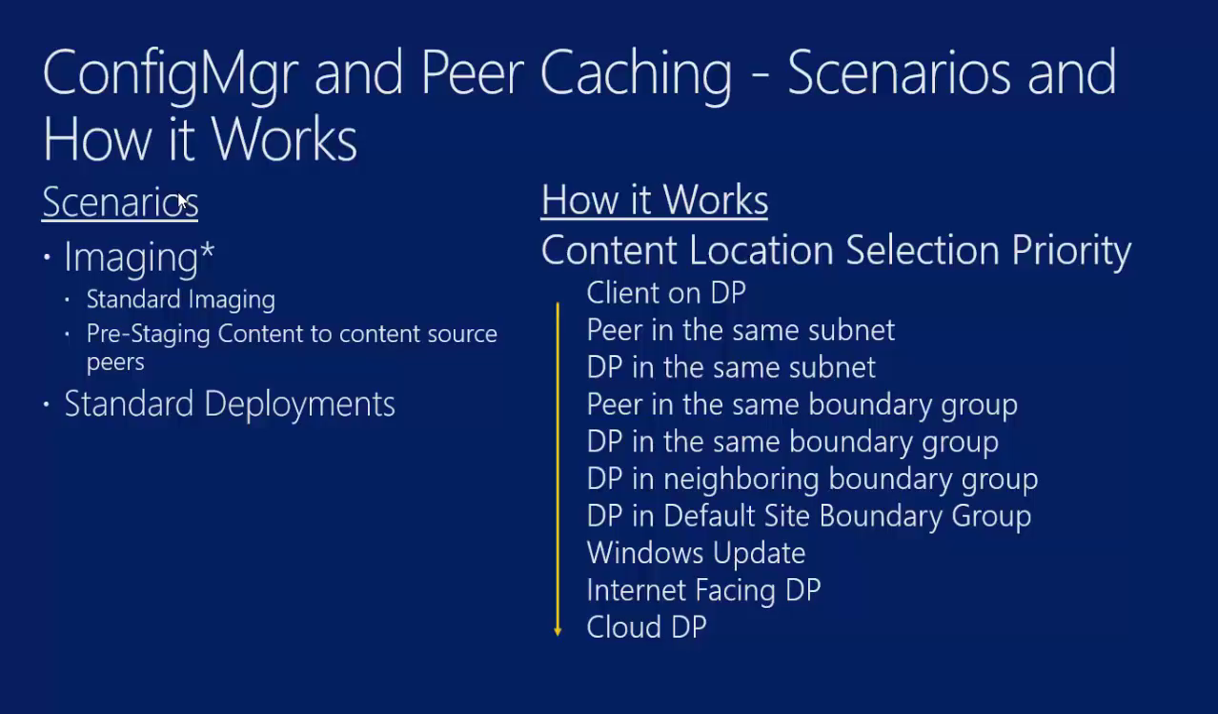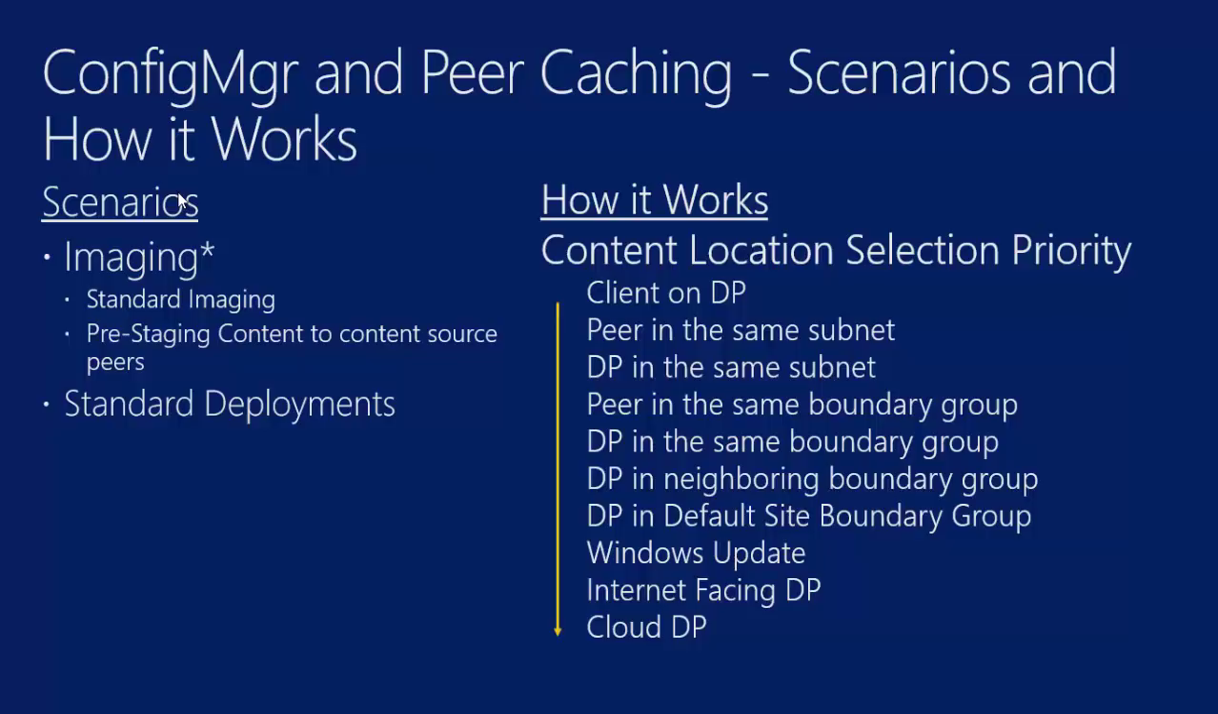So how does it work? How does ConfigMgr work with this whole content location scheme to figure out where a client needs to go in order to get content? Well, when we're talking about peer caching, the assumption is that there's at least one peer, one super peer, one content source peer that has this content to serve out. If there is nobody that has the content to serve, well, at least one machine will have to download that content from a traditional distribution point, right?